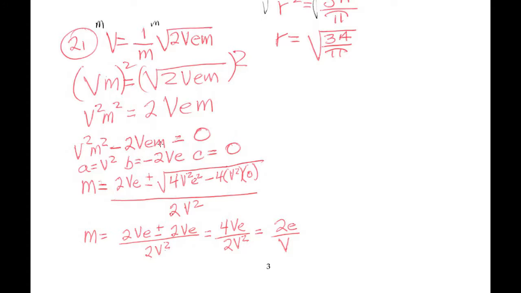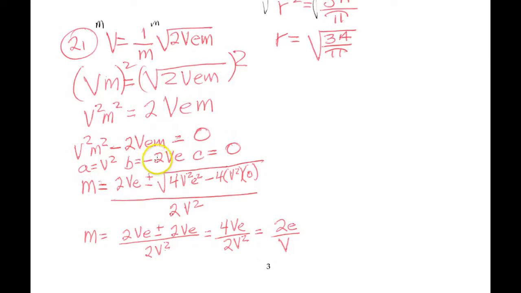Well, I'm going to use the quadratic formula. And what would my a term be here? I want to solve for m. Well, my a term is v squared. My b term is a negative 2ve. And my c term, since there isn't any, is 0. Okay, so I then put it in the quadratic formula.